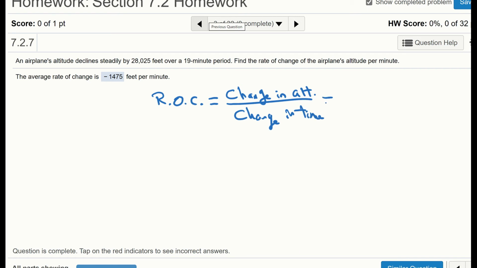Now, they're not giving you two separate instances, but they're giving you the actual change. So this is easier because we're just going to use the values given. Except be really careful because they're saying the altitude is declining. So the change in altitude is going to be negative 28,025 over a 19-minute period, so divided by 19. And remember, this is going to be in feet per minute.